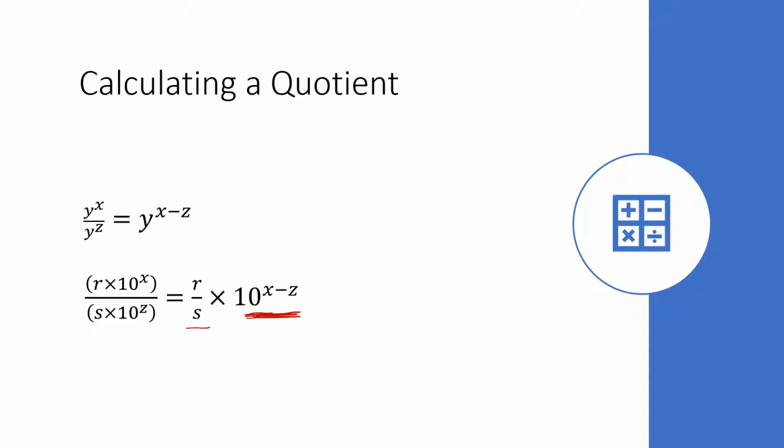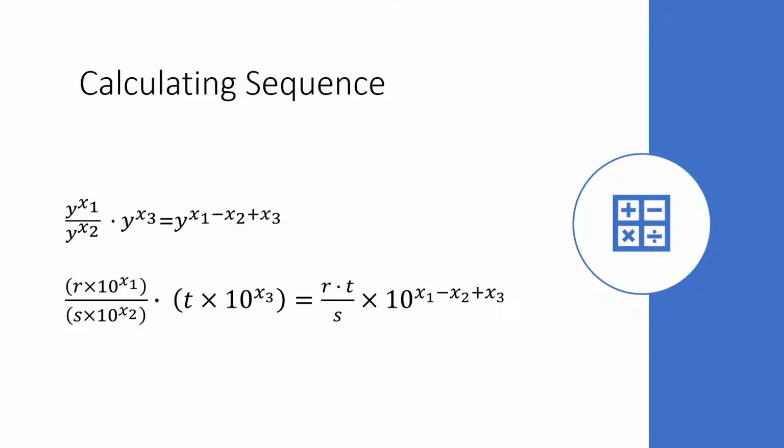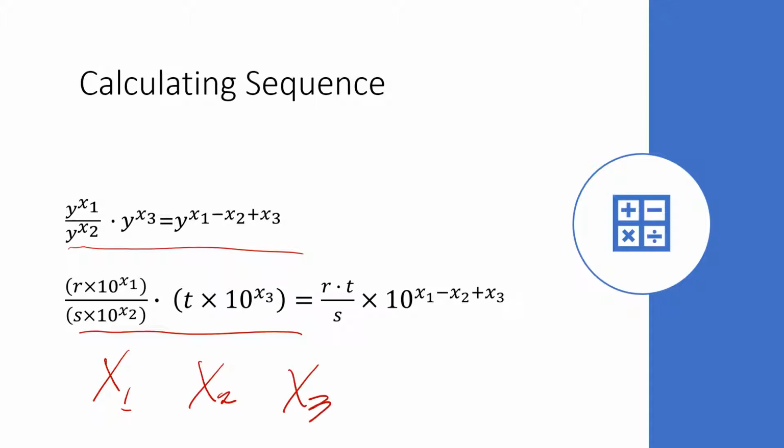And here's an example where we have a product and a quotient. You can look at this later on your own and understand what it is. Here we have r times 10 to the x sub 1 power. Maybe you're not used to seeing these, but you will see these a lot. This is called a subscript. So x sub 1, x sub 2, x sub 3 are basically three arbitrary numbers in this case. All right, so r times 10 to the x sub 1 over s times 10 to the x sub 2 times t times 10 to the x sub 3.